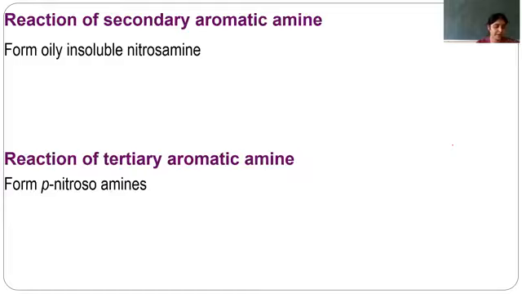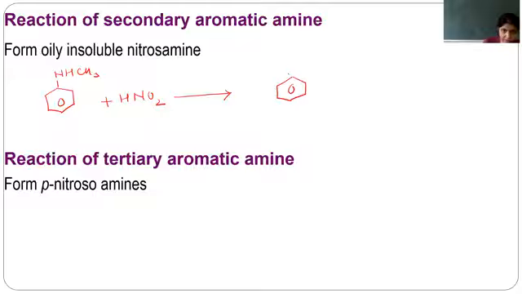In the same way, secondary aromatic amines. Reaction of secondary aromatic amines with nitrous acid. Suppose we are taking phenylmethylamine, C6H5NHCH3. This is methylphenylamine. Reaction with HNO2. It is converted into C6H5N(NO)CH3 plus H2O. This molecule is N-nitroso-N-methylaniline.